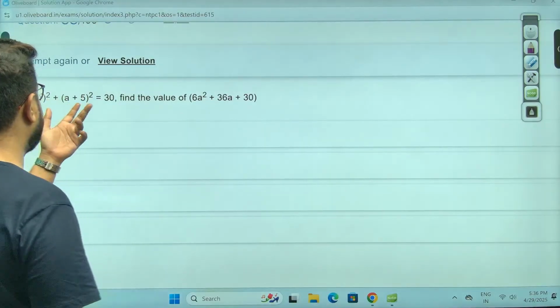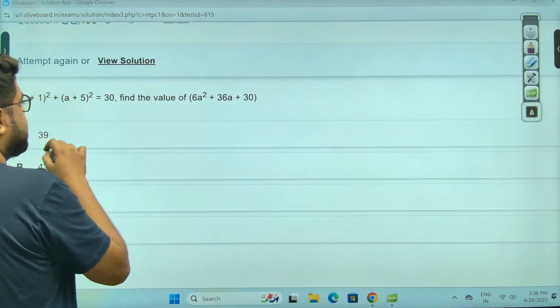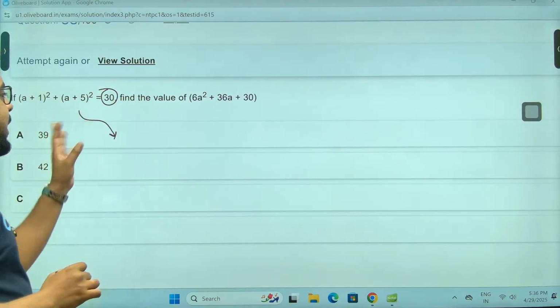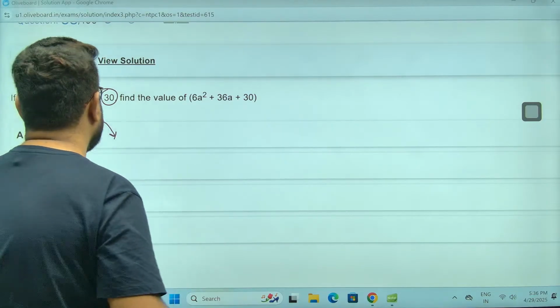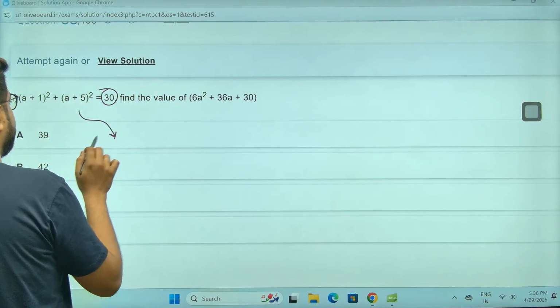A plus 1 whole square, a plus 5 whole square, it is this. Sir, this is 30. I don't think we can do like the value putting technique. 5, 1, 5 square 25, 1. No, sir. We cannot do anything. Like a value will not be an integer.